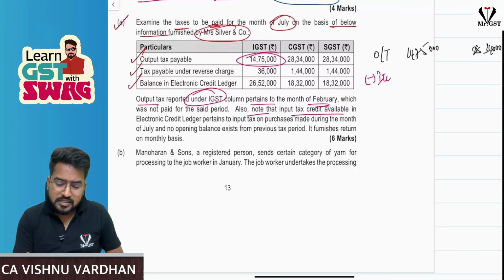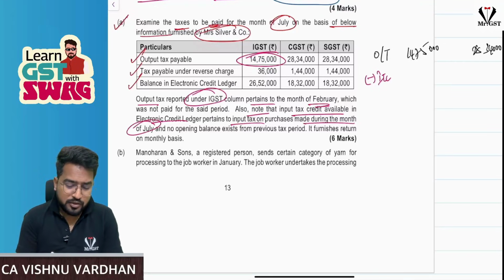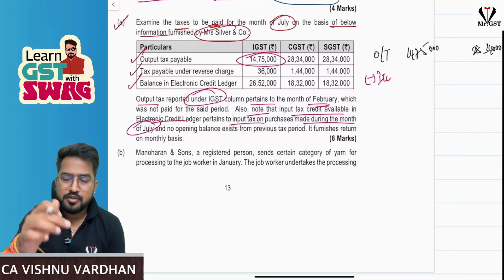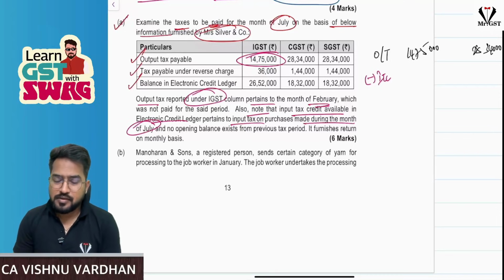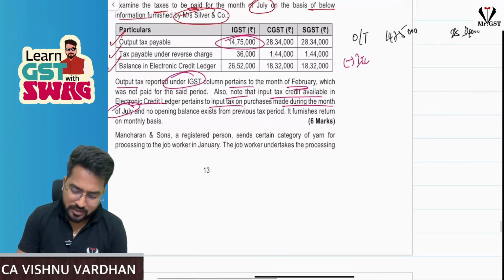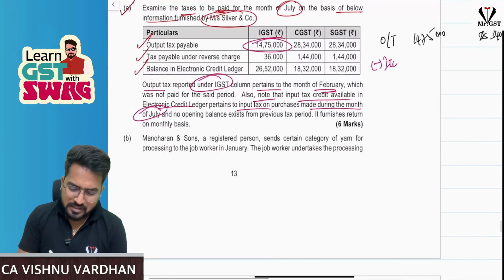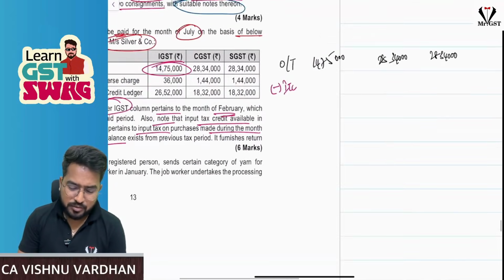Also note that input tax credit available in e-credit ledger pertains to input tax purchases made during the month of July. So here if you see now, ITC you can use for that. And no complication, nothing, no opening balance, all these things. ITC, how much you have?